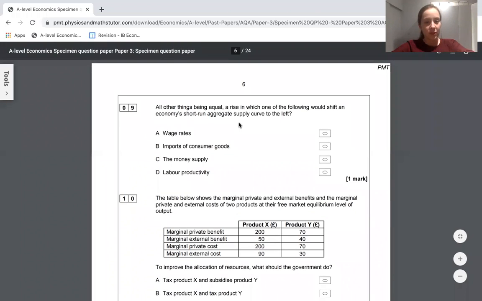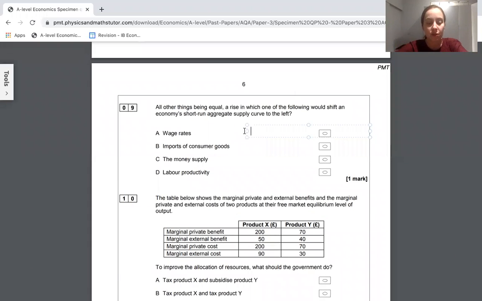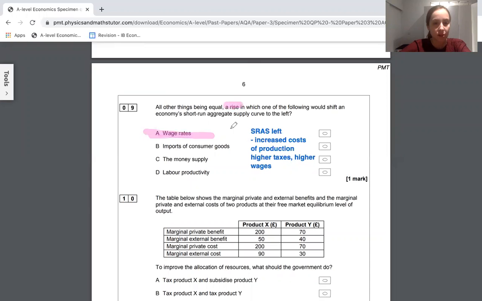Okay, this is just memorizing things. What shifts your short run AS left? Simply an increase in costs of production. And you might get that because of higher taxes, higher wages. So actually we see that A is the answer. A, wages have been increasing. So that's going to mean it's more expensive for the company to run their business and produce their goods.